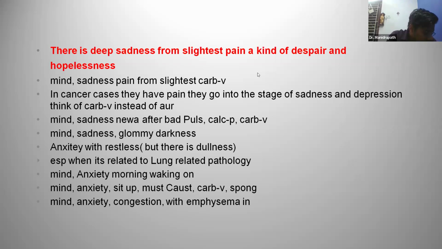Sure, do it fast. The remedy is Calcarea phos. Is my voice audible? There is no response at all. Is everything going clear? Thank you.